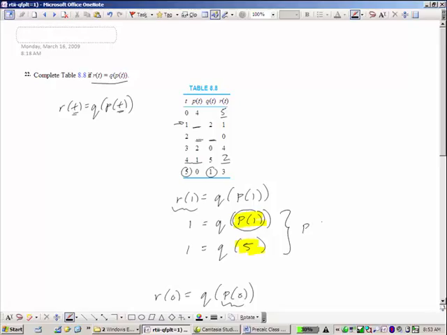P of 1 has to be 5. Look what you found out. You found out that P of 1 has to equal 5. We needed that. That was good. Do you see how that one was backward? We had to figure out what R of that value was, and then we had to plug in and say, all right, Q of what gives us that, and then set those equal to each other? That was hard.